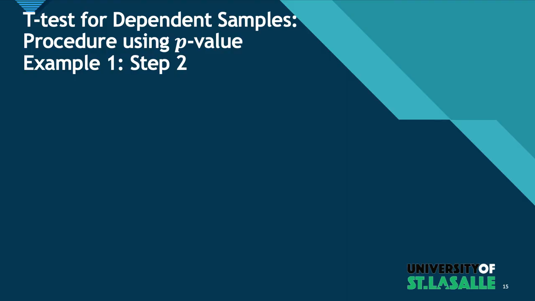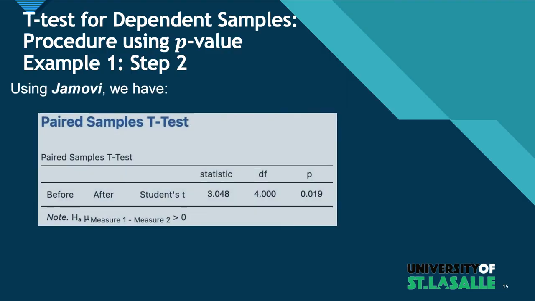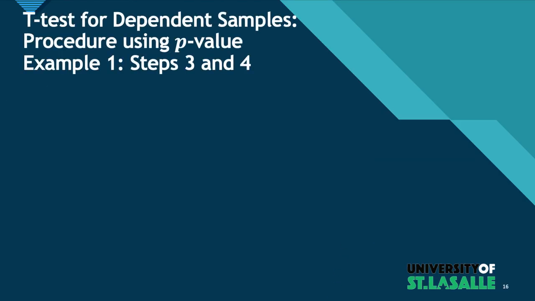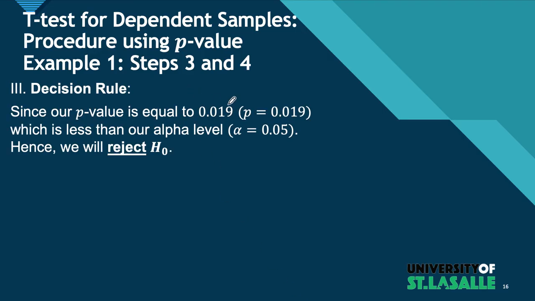Let's go back to Excel, and I will just transfer what Jamovi gave us, and note that it's 0.019. With that in mind, we can now put it into the decision rule. Remember that our p-value is equal to 0.019. You can write it as this, which is less than our alpha level, which is 0.05. If that's the case, we will reject the null hypothesis at the 0.05 level of significance because the p-value is less than the alpha level.